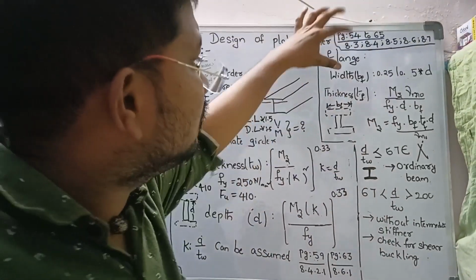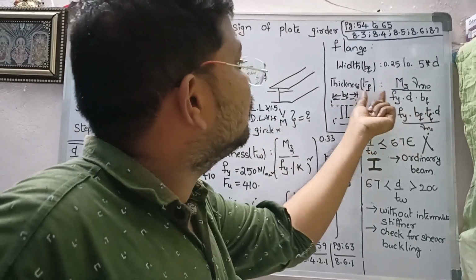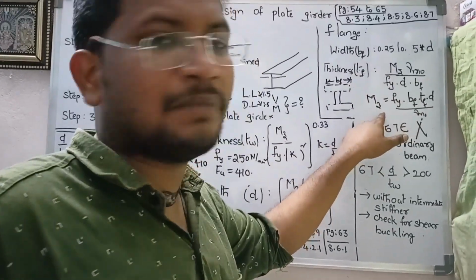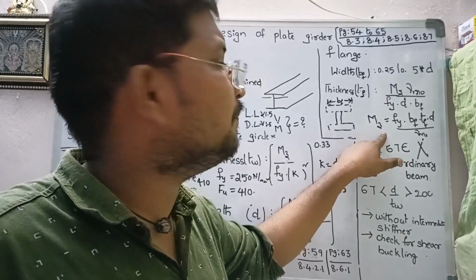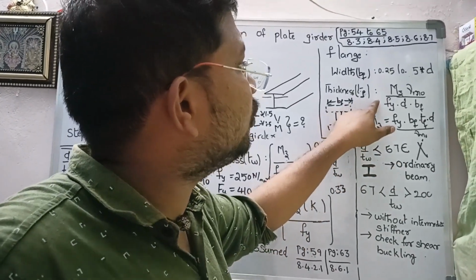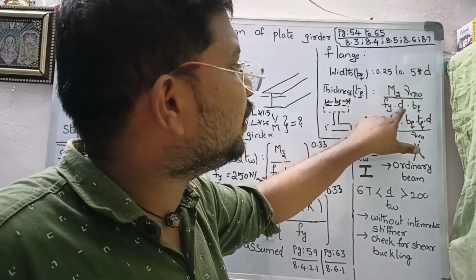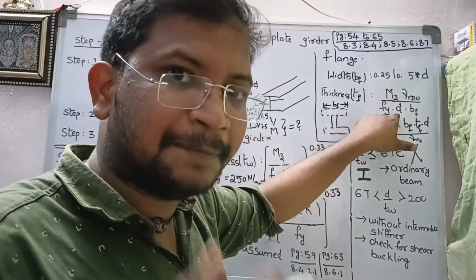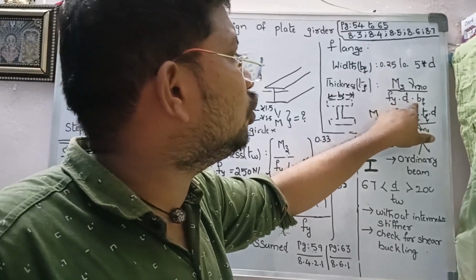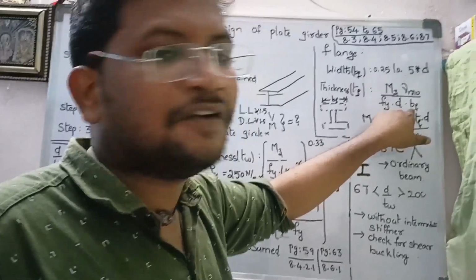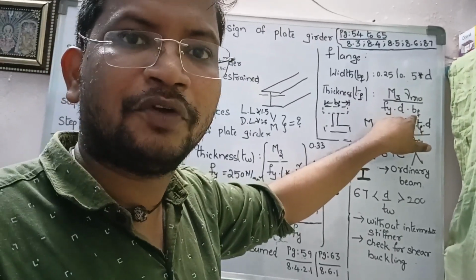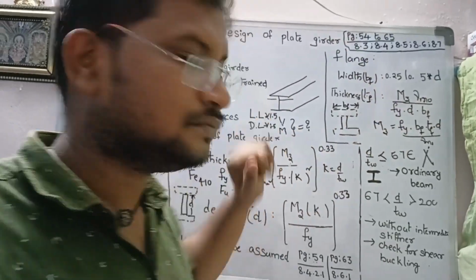I have derived this formula from this formula only. Okay, thickness of the flange is equal to Mz gamma m0 by Fy into overall depth of the beam into width of the flange. Okay, I hope you can remember this one now.